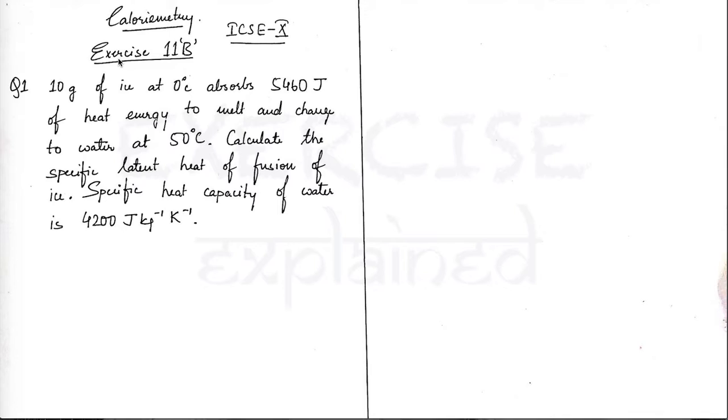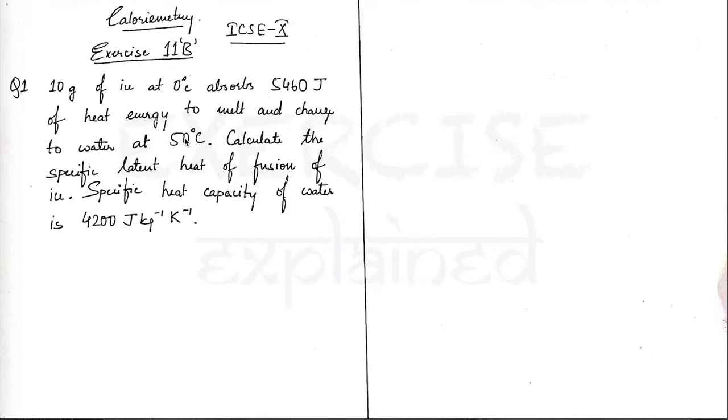So starting with the first question, 10 gram of ice at 0 degrees Celsius absorbs 5460 joules of heat energy to melt and change to water at 50 degrees Celsius. So what is being given is we have 10 gram of ice which is at 0 degrees Celsius. It absorbs 5460 joules of heat energy to melt and change to water at 50 degrees Celsius.